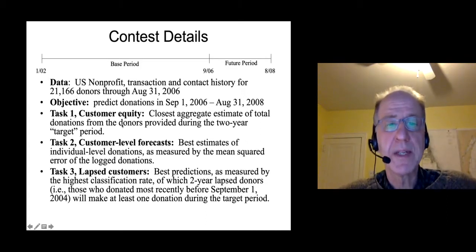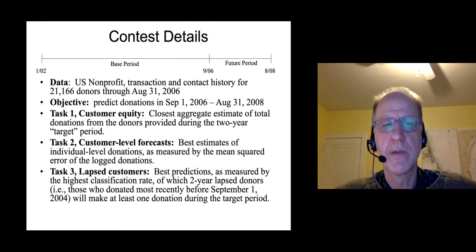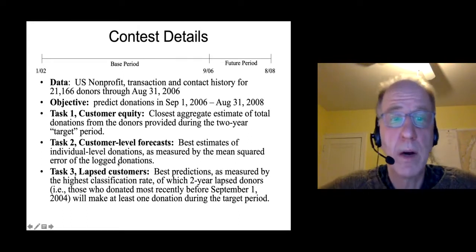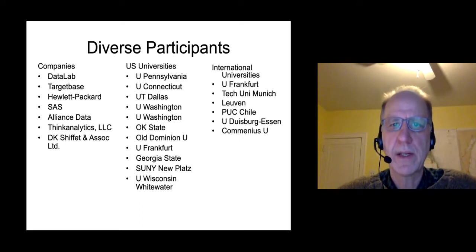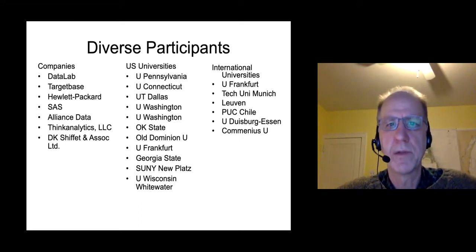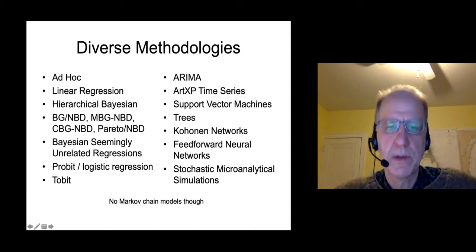Now, there were actually 3 tasks. In addition to the customer equity task, which we're going to talk about here, there was also a task of predicting things for individual customers, as well as figuring out which customers would come back. We're only going to focus on task 1 in this video. So we attracted a very diverse set of participants from leading universities and consulting companies around the world. These companies used a lot of very fancy methodologies. What I thought was really interesting was nobody used one of these simple Markov chain models.